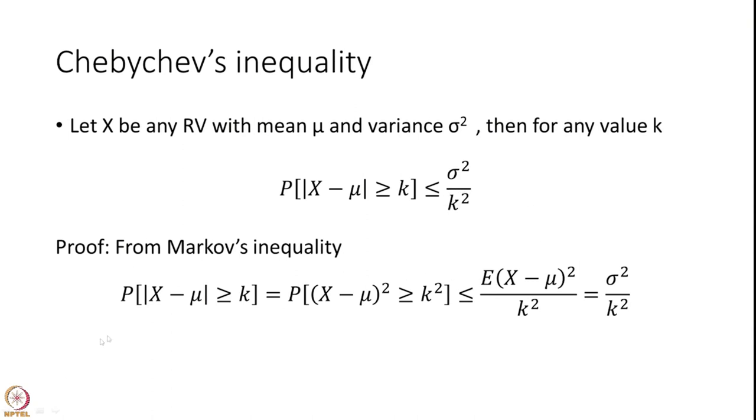This can easily be derived, as shown here, from Markov's inequality, because the absolute value of x minus mu is a positive value. You assume k to be greater than 0, because otherwise this inequality does not make any sense. So, the probability of (x minus mu) square being greater than or equal to k square is bounded by the expected value of this quantity divided by k square, and which is this. So, you derive Chebyshev's inequality. I think here instead of saying any value of k, k is implicitly coming out to be positive, so that may be noted.